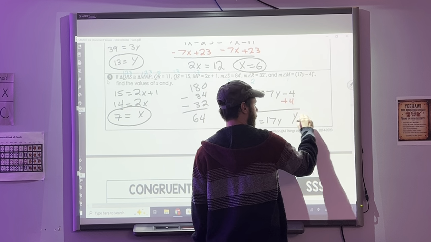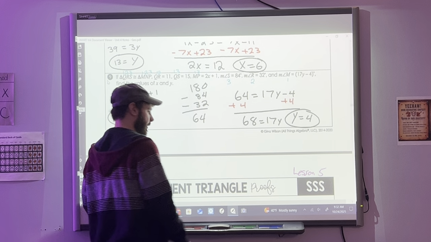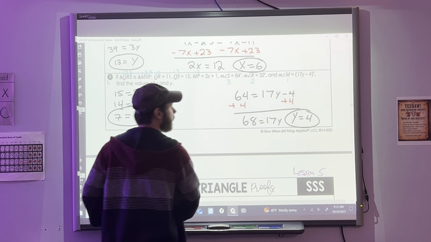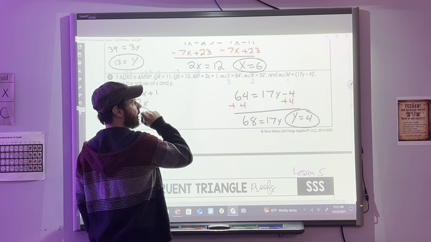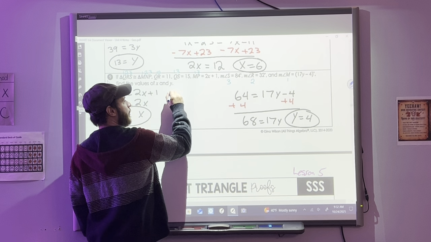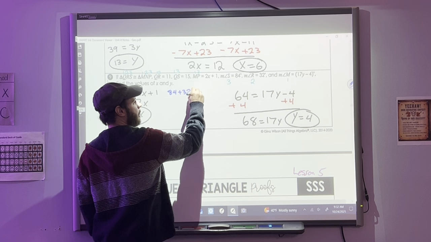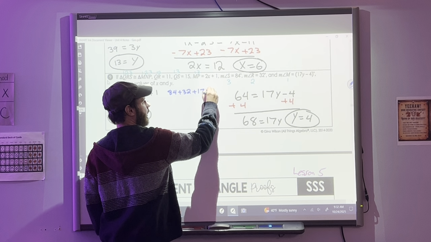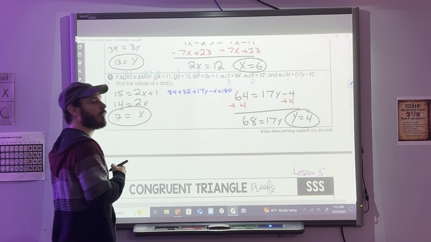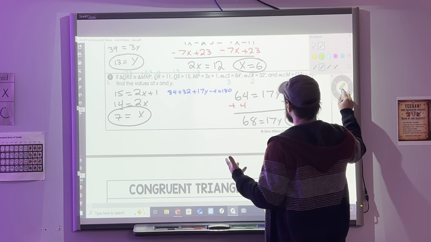That's y equals 4. Okay, there's another way we could have done this if you don't like that way. Totally fine. I know that everything adds up to be 180. So I could have said in a different world, 84 plus 32 plus 17y minus 4 equals 180. I could have done that. And then I could have combined my like terms. Maybe you like doing it this way better.